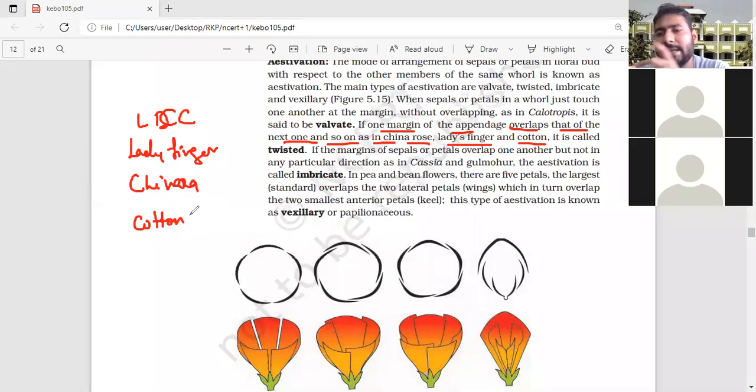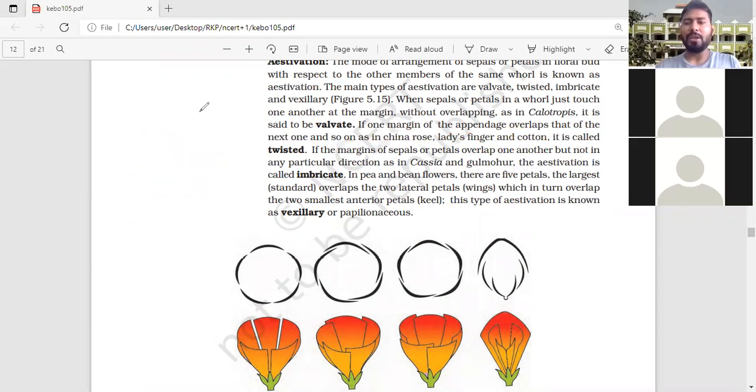In twisted, they are not going to form a whorl-like structure. That is the first point. Second point, they overlap with each other. And the third point is the example: lady's finger, China rose, and cotton. So these are the examples of twisted type of estivation. Clear?